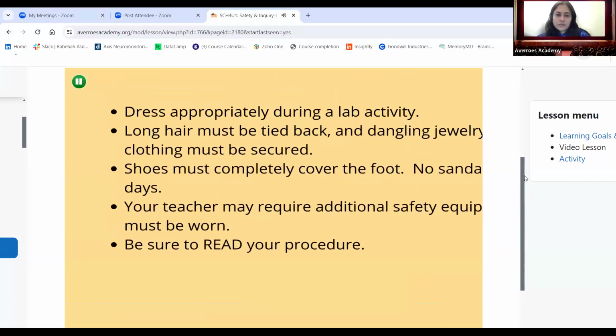You must dress appropriately during a lab activity. Any long hair must be tied back, as well as dangling jewelry or baggy clothes. Shoes must be completely closed-toe, so cover the foot, no sandals allowed. Your teacher may require additional safety equipment, which must be worn depending on what you're doing. Right? So be sure to read your procedure and know ahead of time.